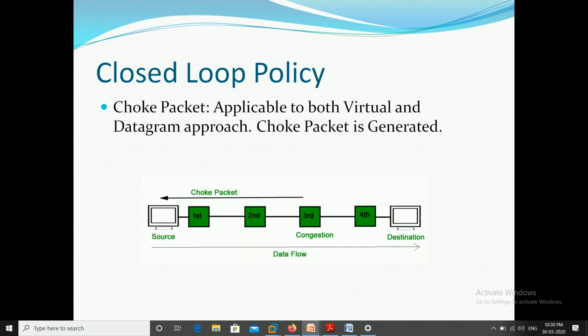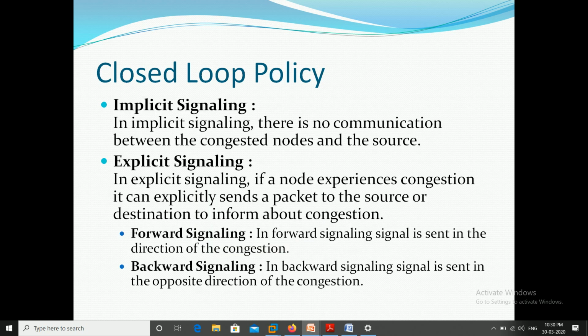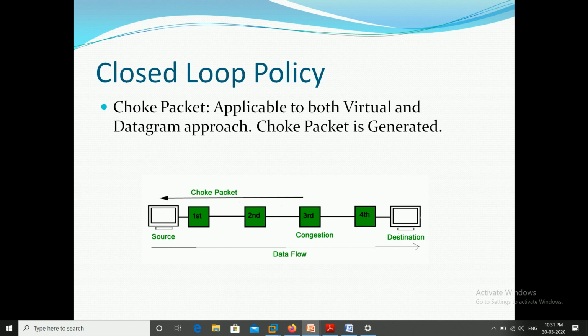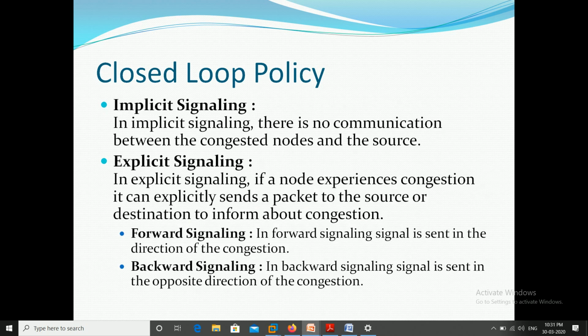Now there's one question in your mind maybe: what is the difference between the choke packet and explicit signaling? Both are sending a packet. In case of forward and backward signaling, they will send the data along with the control signal. In case of a choke packet, it will only send the control signal. That is the basic difference.